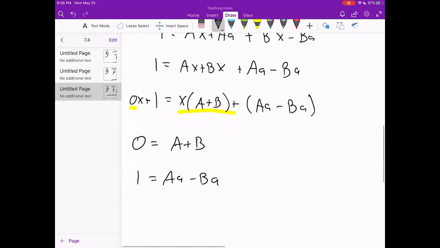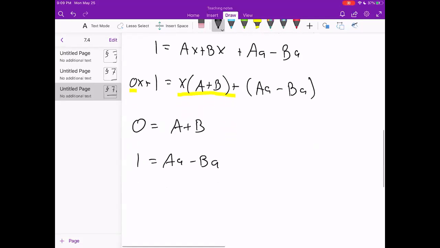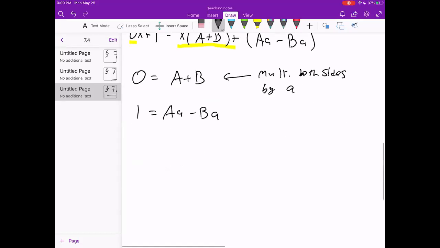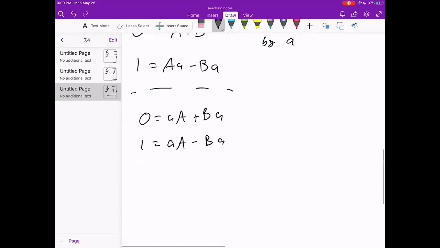And now I need to solve this system of equations, two unknowns, two equations. I'm going to do it the same way I did last time. So I'm going to multiply both sides by little a. If you're more comfortable with substitution, that's fine. This is faster. And so my equations now become 0 is little a, big A, plus big B, little a. And 1 is equal to, so let's rewrite the second one as little a, big A, minus big B, little a. Now I can add these two equations.